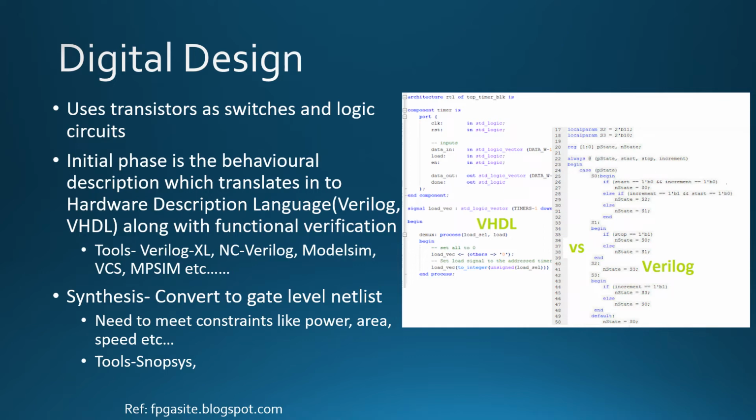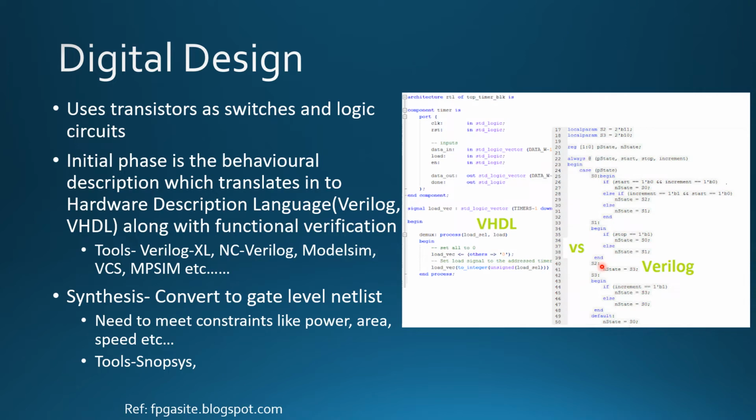There are certain tools to do all these operations. Verilog-XL, NC-Verilog, ModelSim, and others are some of the tools we use to do the coding in this language. On the right side, we can see some basic examples of VHDL and Verilog. Essentially, both are very similar, but there are certain differences in syntax. Each has its own advantages and disadvantages, which I'm not going into the details of.